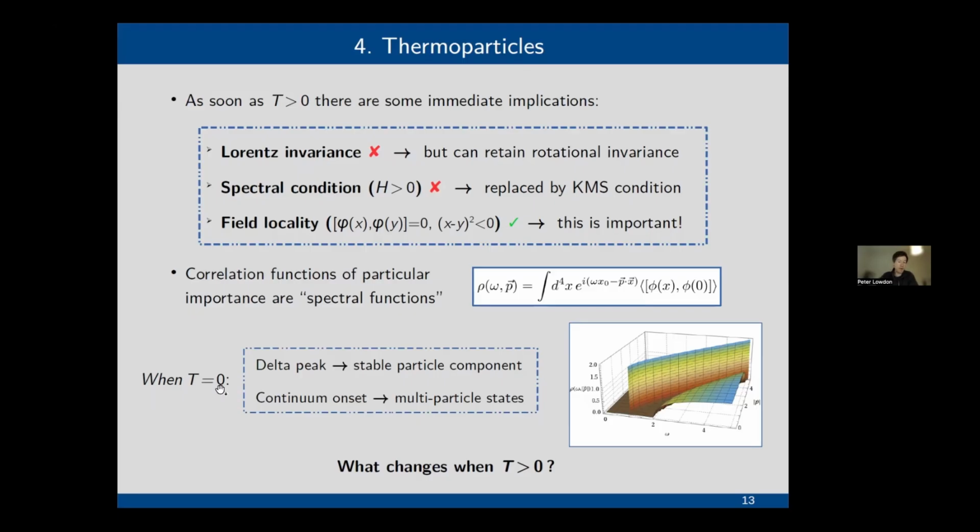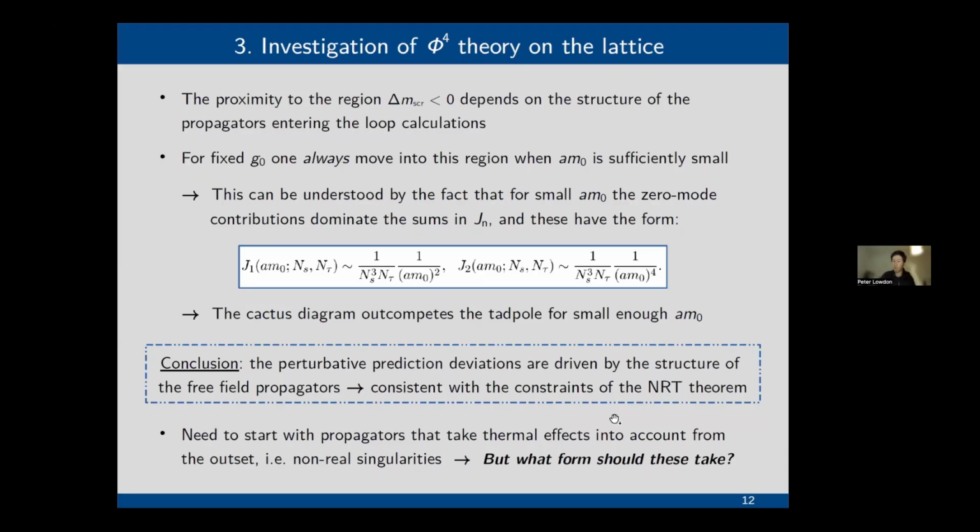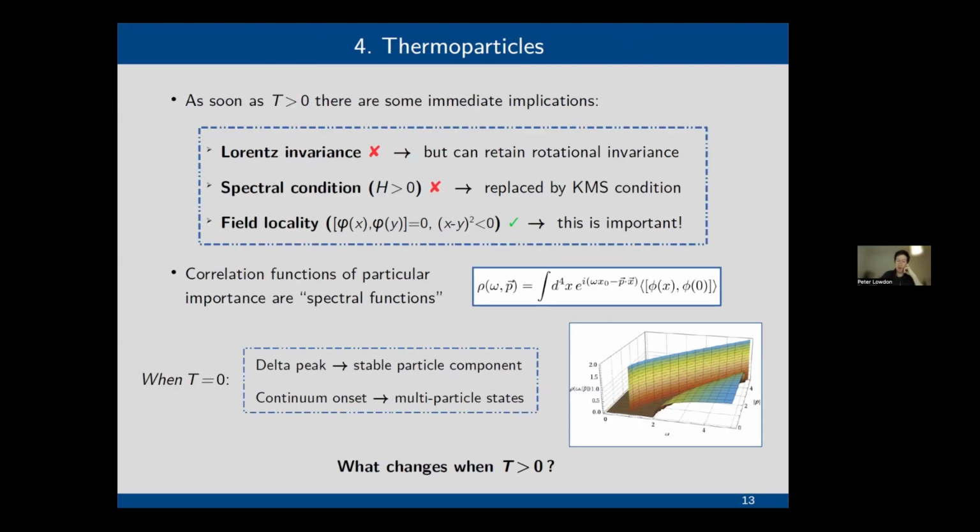When you're in the vacuum, the classic case is if you have a stable particle state, this would show up as a delta in the spectral function. And if you have a continuum onset, then this indicates you have multi-particle states. You can have some continuous structure like this. What we want to figure out is what form finite temperature propagators should have in general, and what suitable forms are to look for. We want to know what changes in this picture when we switch on the temperature, in particular when we relax these two conditions but keep this causality constraint.